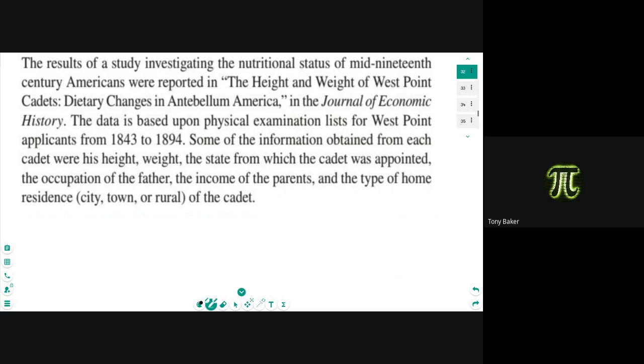All right, what are some of the data points we collected? Give me one. First one? Type of home residence. All right, so residents. Is it qualitative or quantitative? Qualitative.